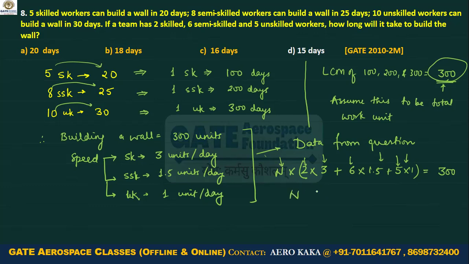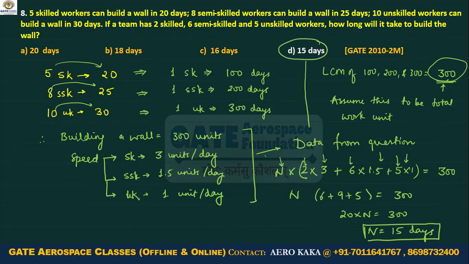So if you solve this, you'll get 6 plus 9 plus 5, which is 20. So 20 into n equals 300, or n will be simply 15 days. So your correct answer is going to be 15 days. You can also use the method that we had discussed in the previous question, or this method.